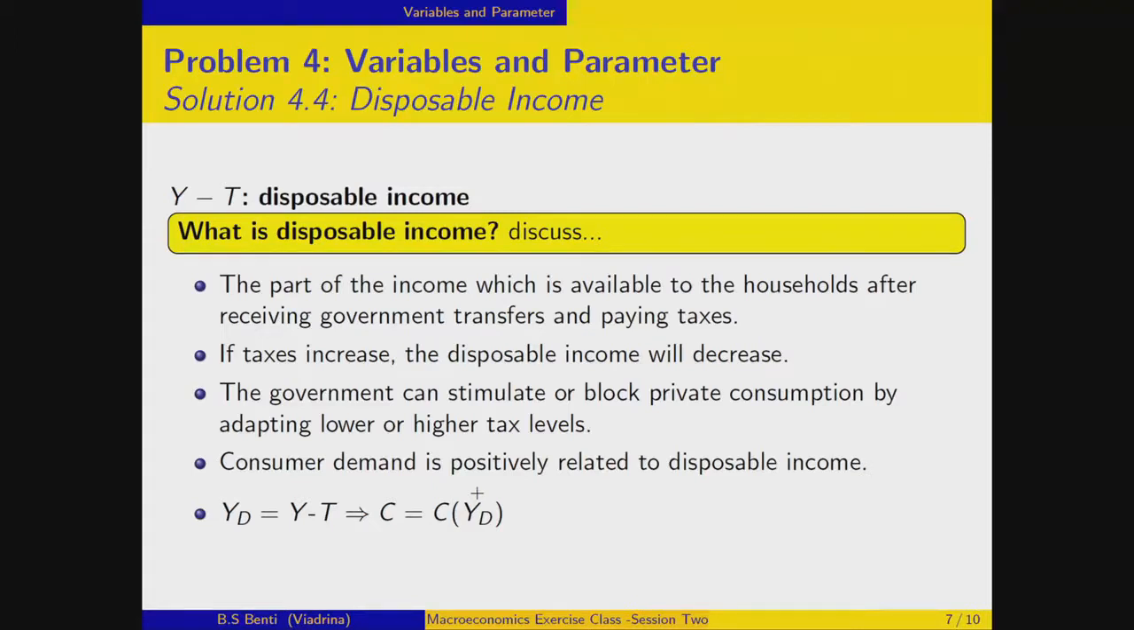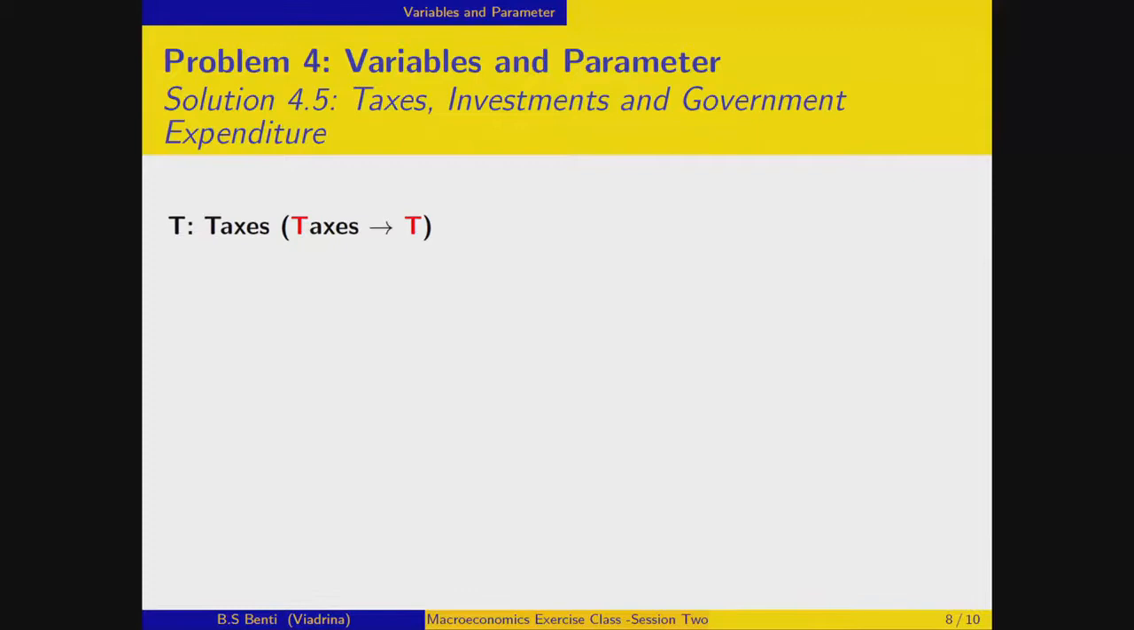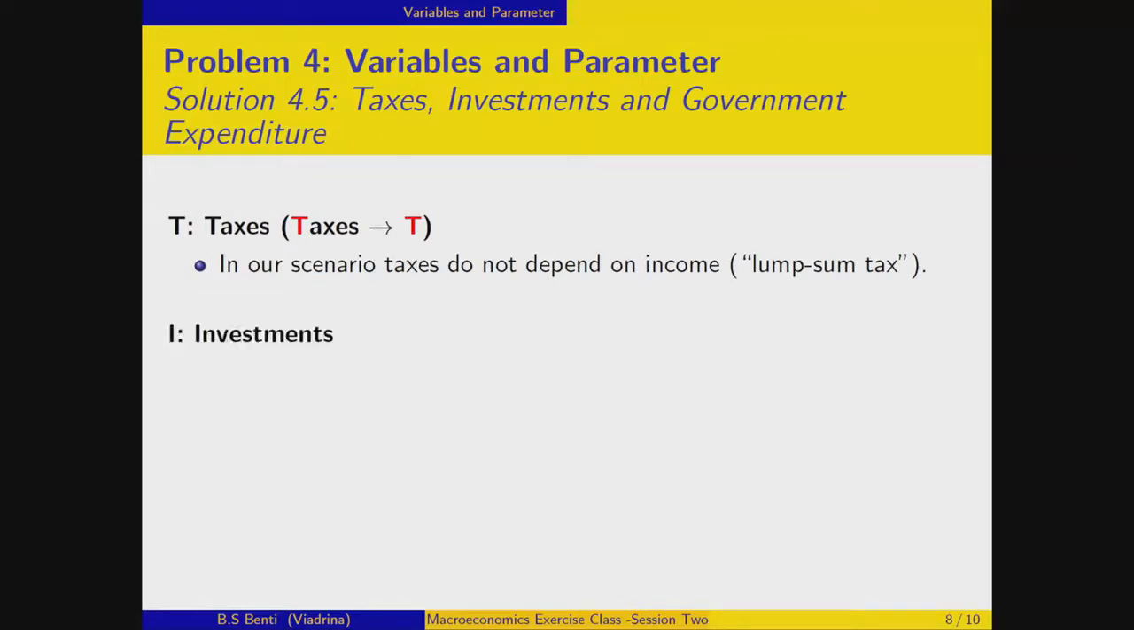Here, YD represents disposable income, and we have seen that already. This is the difference between income and tax, and this is a positive function of consumption. So if your disposable income increases, then your consumption would increase. There is a positive relationship between consumption and disposable income. The next item on our list is T, or taxes. In our scenario, taxes do not depend on income, so we usually consider a lump sum tax.